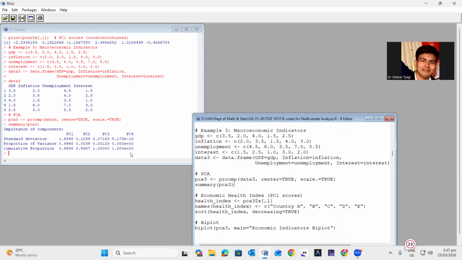So in the summary, we got the importance of the components. So here, the PCA1 explains the 99.48% of the variance, and other PCs are almost negligible. So thus, a single component captures almost all the variation among these macroeconomics indicators. So after that, we are going to check the sorted PC1 scores here.